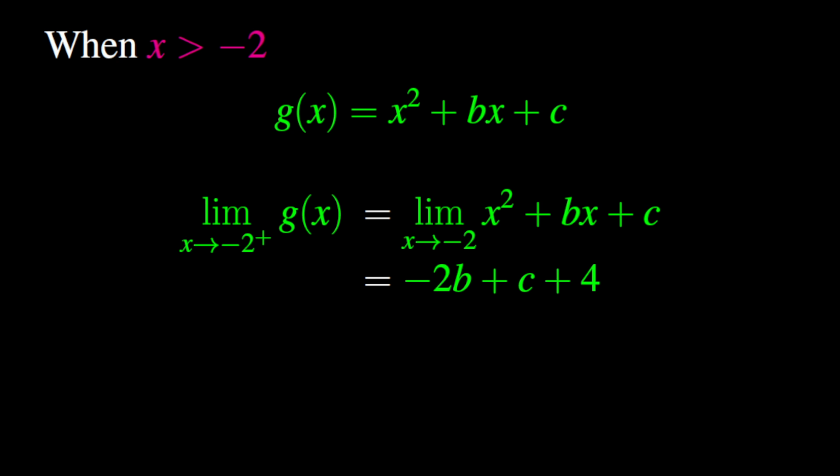Consequently, the right-hand limit of the function as x approaches negative 2 is the limit as x approaches negative 2 of x squared plus bx plus c. This limit equals the value of the function x squared plus bx plus c at the point x equals negative 2. This equals minus 2b plus c plus 4.